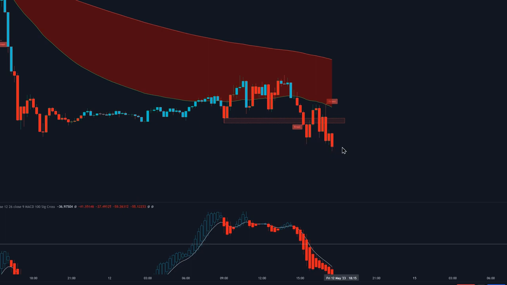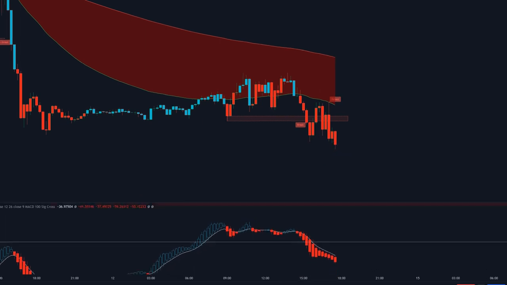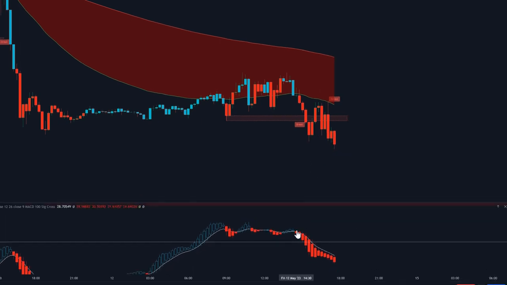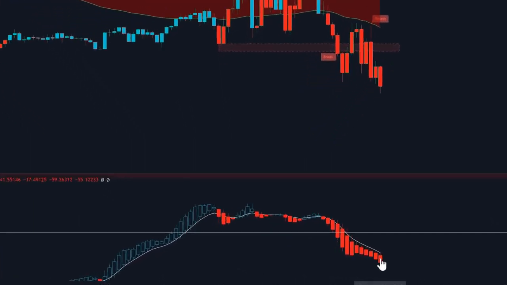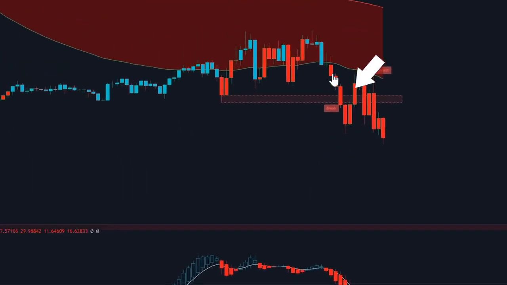Now, the last condition, which is actually the most important, is that from the moment the MACD crossover happens all the way to the entry candle, so basically from here to here, we need all the candles to only have one color, and that is red. If any of these candles happen to change color to blue, that entry becomes invalid.